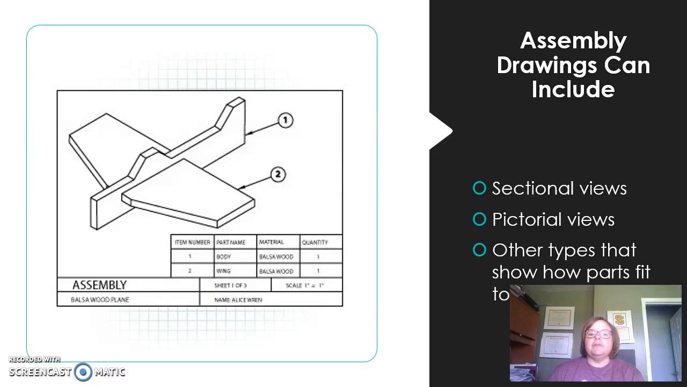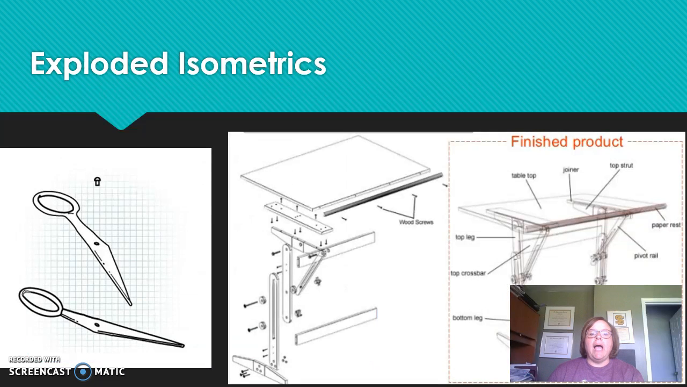Assembly drawings can include sectional views, pictorial views, or other types that show how the parts fit together. And then we also have exploded isometrics that are going to show you how to assemble those parts. So here we can see the finished product of this table, and the exploded view shows you how all of those pieces go together. If you've ever put together a table or a bookshelf or something that you bought, you see these a lot of times in the manual or the instructions that come with it.